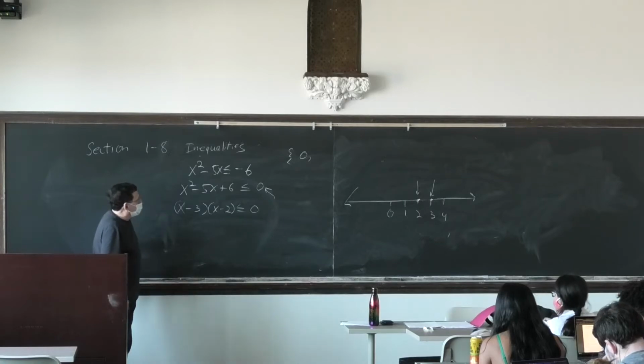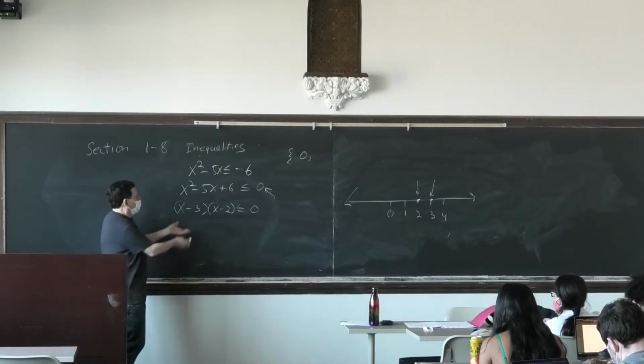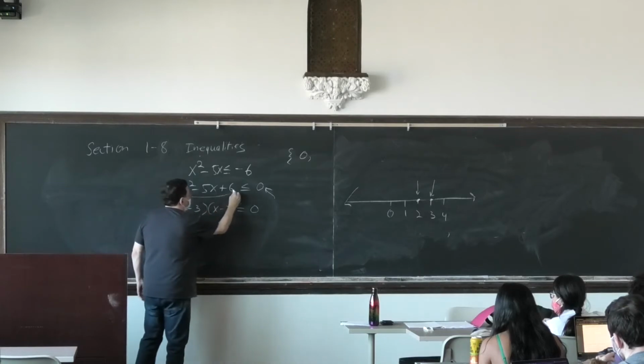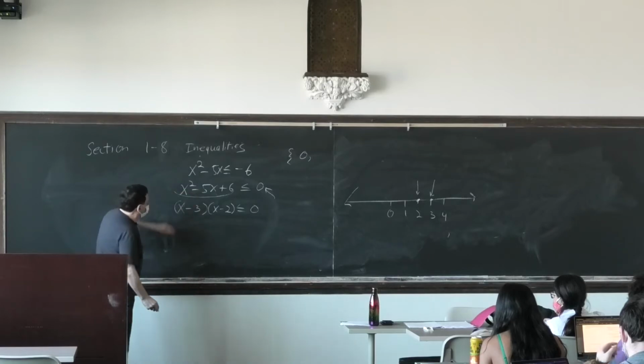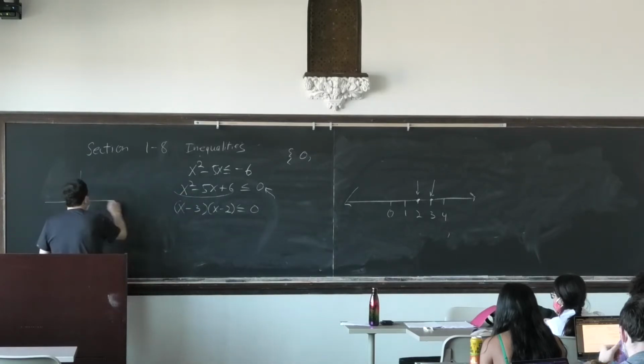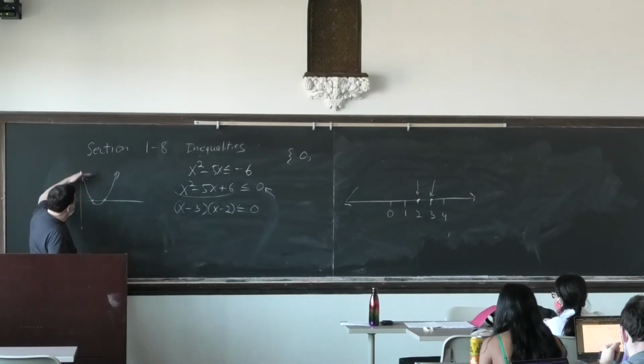What we don't know yet in this class, but I'm going to tell you, is that because this is a polynomial, its values change smoothly. If we were to graph this, we have points 2 and 3, and we have some kind of parabola here. So on one side of one of these points, things are all going to be positive. On another side, they're going to be negative. And on another side, they're going to be positive.